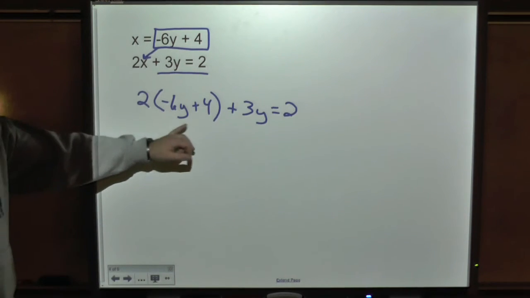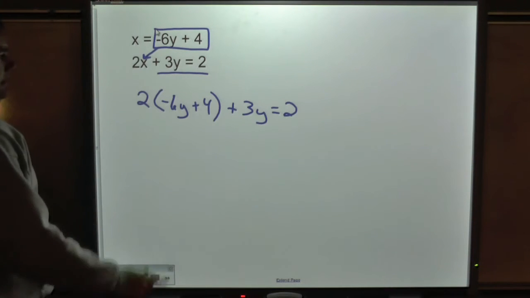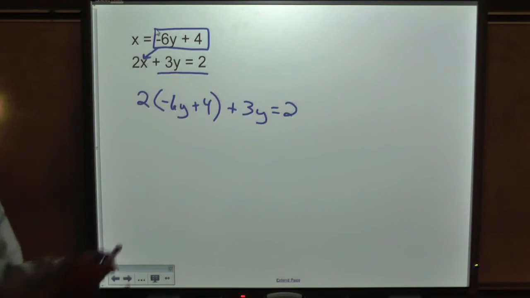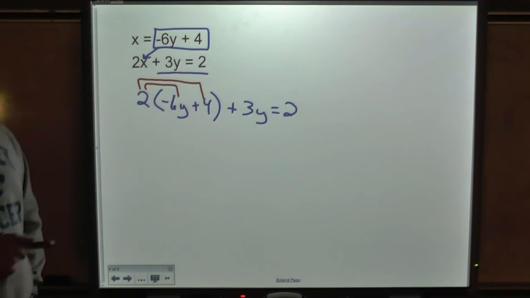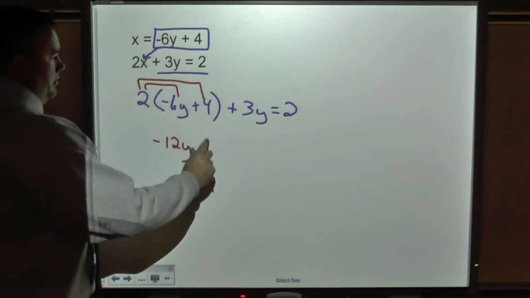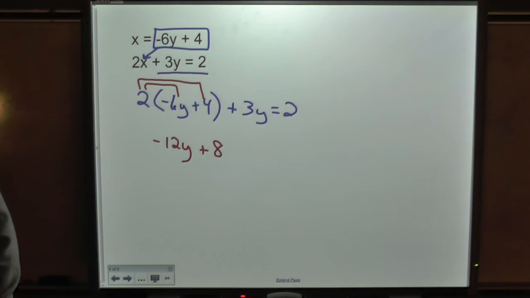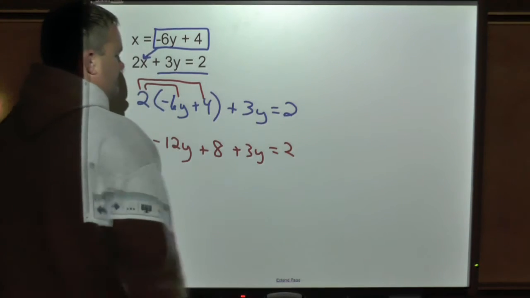As you look, we are now down to one type of variable. We're just down to a y now. We can solve an equation that has just y's in it. Same idea: we're going to simplify the parentheses first. So we use the distributive property, 2 times each term inside this set of parentheses. 2 times the first term, 2 times -6y, is -12y. 2 times the second term, 2 times 4, gives you 8. Over here we still have plus 3y is equal to 2.